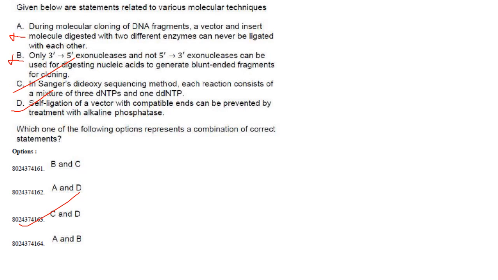In Sanger's dideoxy sequencing method, each reaction consists of a mixture of 3 dNTPs and 1 ddNTP. That is correct. Self-ligation of a vector with compatible ends can be prevented by treatment with alkaline phosphatase. That is also correct. So C and D are correct. The answer is option 3.